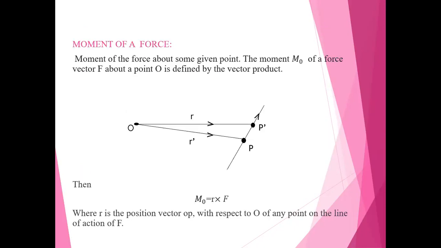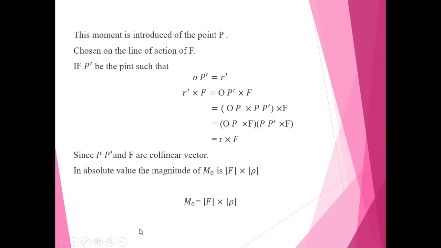The next one is the moment of a force. The moment of a force about some given point. The moment M naught of a force vector F about the point O is defined by the vector product M naught equals r cross F, where r is the position vector of OP with respect to O, for any point P on the line of action of F.